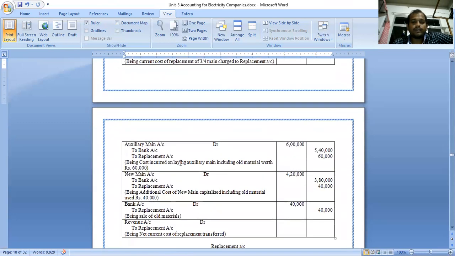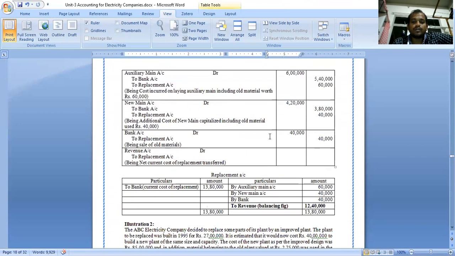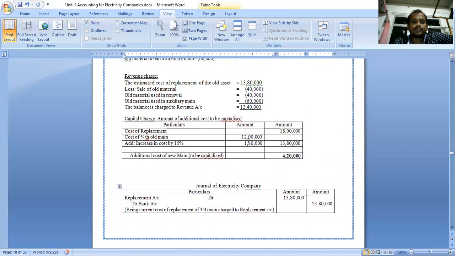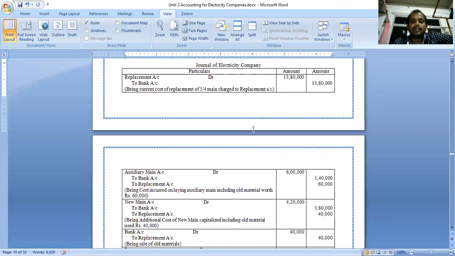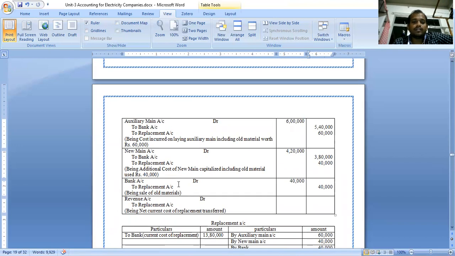And new main. Whatever the capitalized amount, how much do we have to capitalize? 4 lakh 20,000. Out of 4 lakh 20,000, 40,000 we used as old material for renewal purpose, right? So the remaining exact cash cost, we have to pay by cash, 3 lakh 80,000 only. Then, in the event of sale of old material, bank account debit, replacement account.